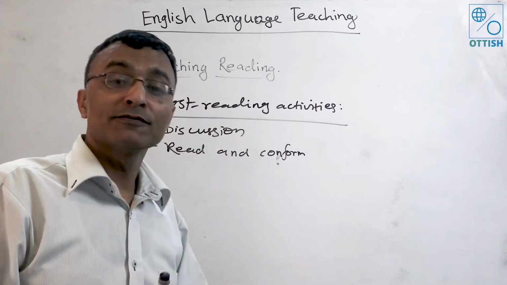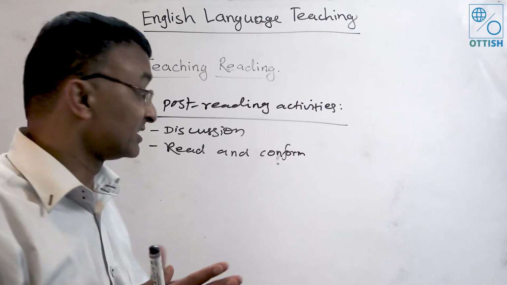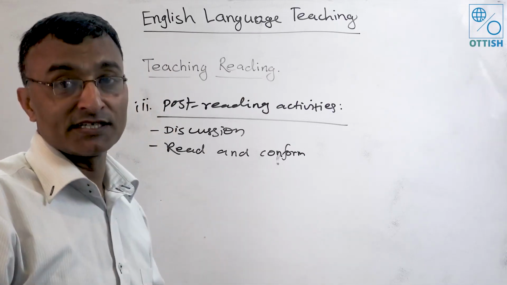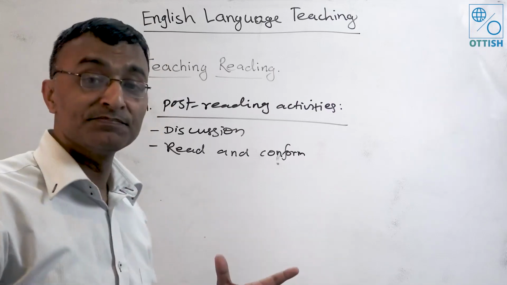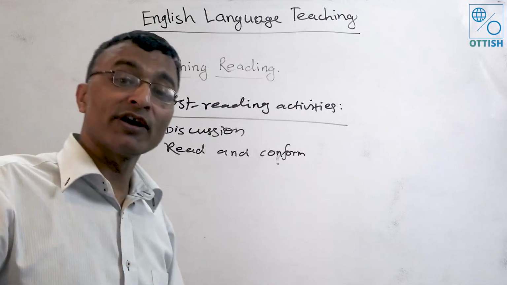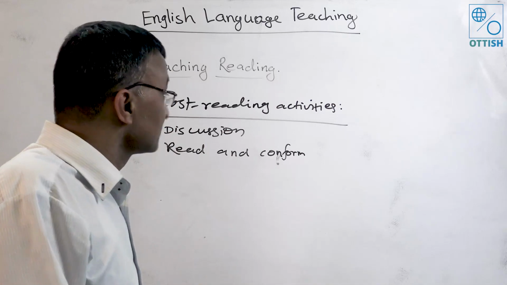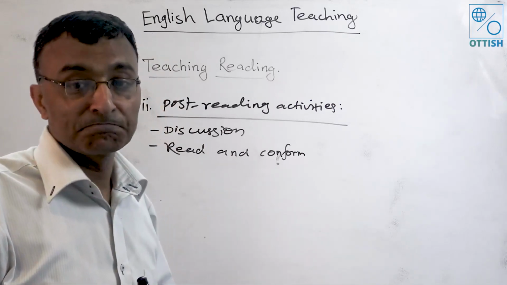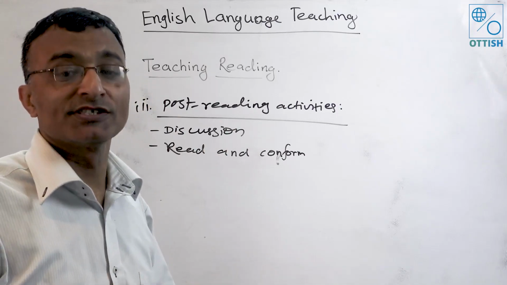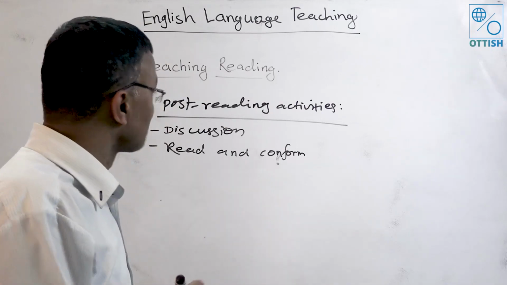And such activities are carried out, and the students do them, and they may be right or wrong. And for consolidation, they have to read again. After reading and doing such activities, they have to read again, so that they themselves try to consolidate and confirm their answers or responses, whether they are correct or incorrect. This is an important activity as a post-reading activity.